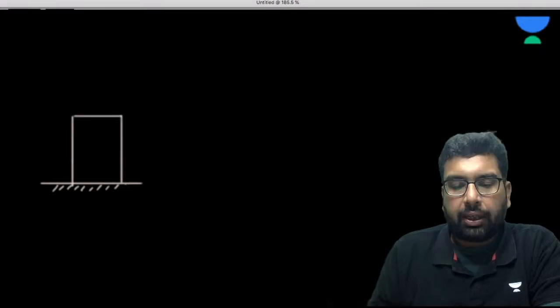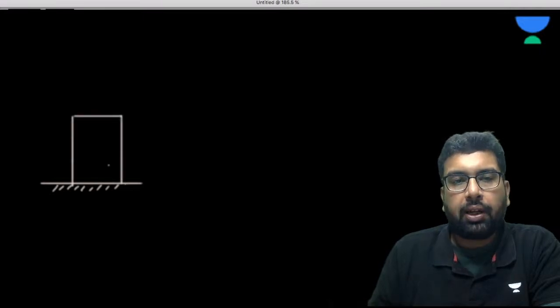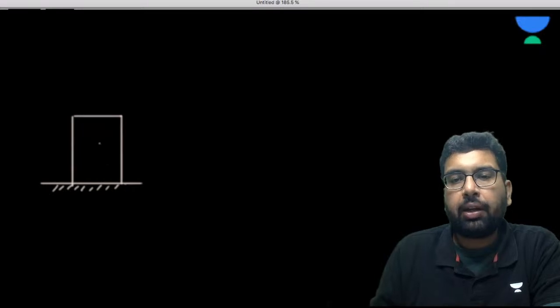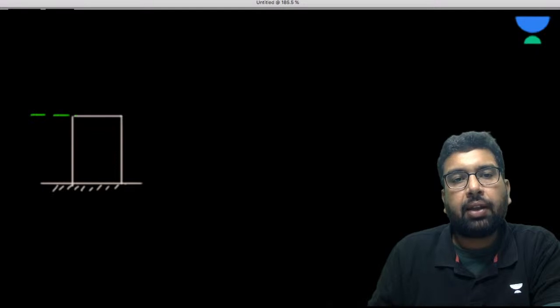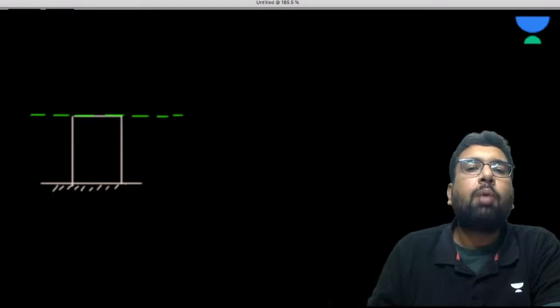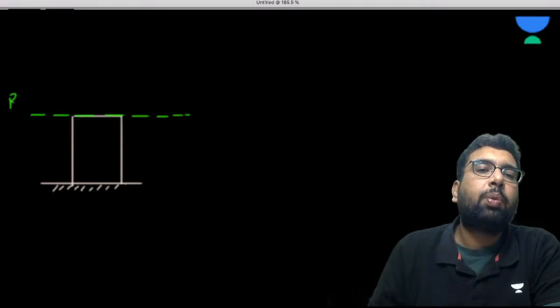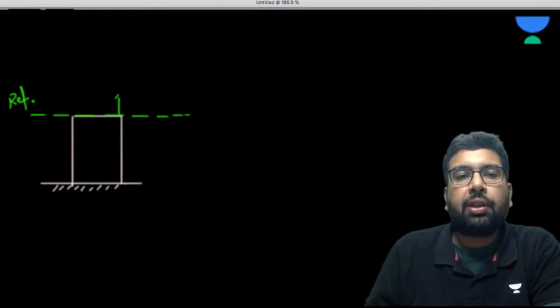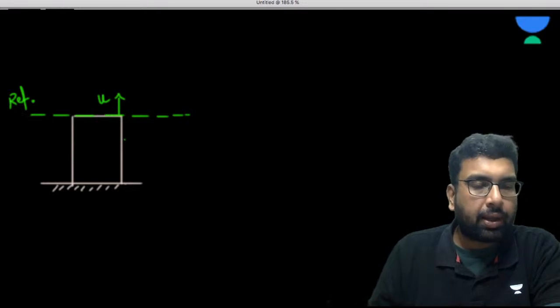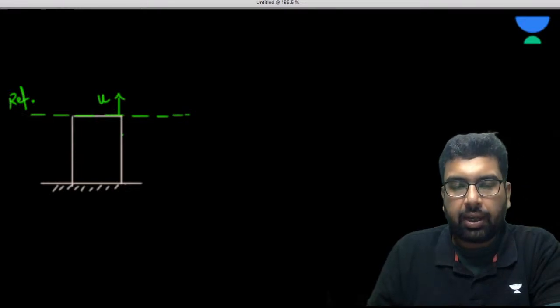So let's think about it. What is the question? So it says the body is thrown vertically upward with some initial speed. So let's take the reference. Please understand this. Let's suppose this top of the building is our reference point. Okay, this is our reference. Now it is thrown upward with some initial velocity u. Okay, the initial velocity is u.